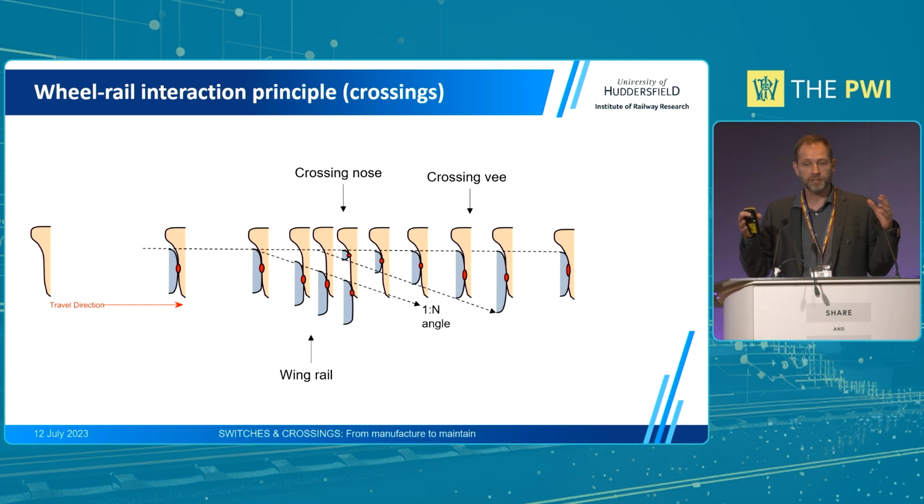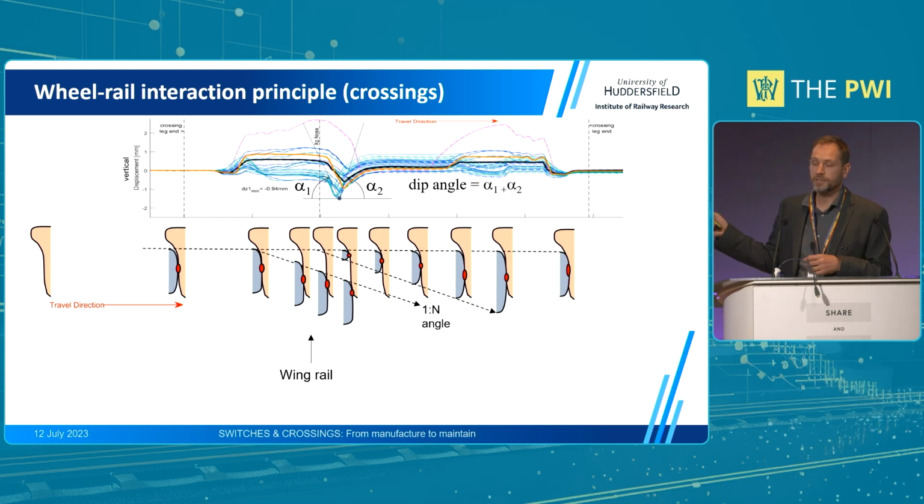So the wheel will automatically change direction. It will introduce a moment. And then eventually, a second contact point will come on the nose, and the wheel will climb back up the crossing nose. You might think that's probably very small, but if you simulate this for different wheels, these are the vertical trajectories of different wheels over a crossing. So we can see the characteristic dip angle that's been talked about this morning, and that can change based on the wheel and the position of the wheel.